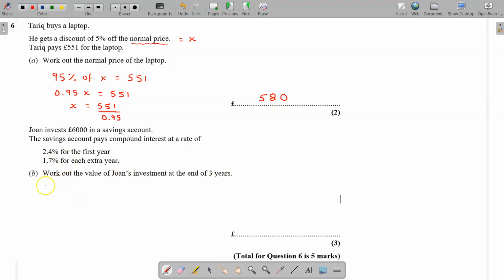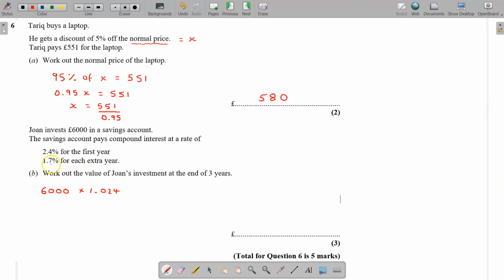Right, okay, now we have an investment of £6,000. At the end of the first year, it's increased by 2.4%. So that means you have 102.4% of it, which is 1.024 multiplied by what you started with.